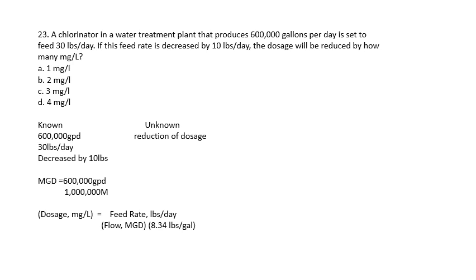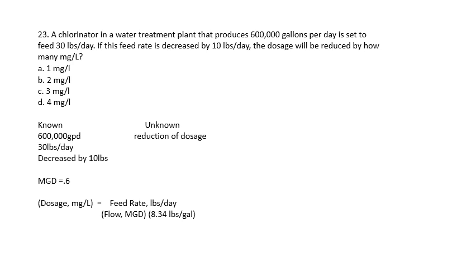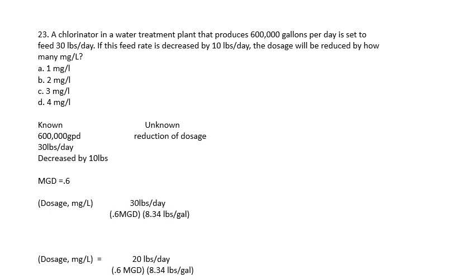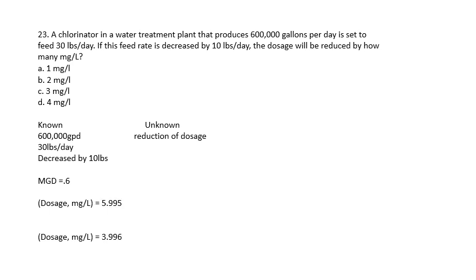Convert your 600,000 gallons per day to MGD. Divide that by 1 million. So 0.6. So 30 pounds a day divided by 0.6 MGD times 8.34 pounds per gallon. And we're going to do it for 20 pounds a day if you reduced it by 10. So 20 pounds a day divided by 0.6 MGD times 8.34 pounds per gallon.